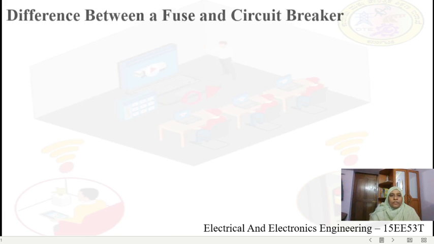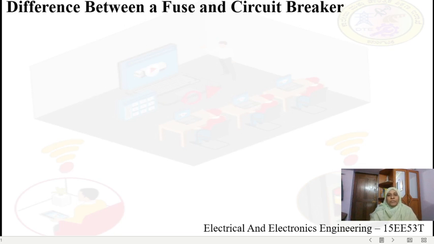Now we will try to see the difference between fuse and circuit breaker. Let us first try to understand why we should study the difference between a fuse and a circuit breaker. Because fuse and circuit breaker both are current interrupting devices. Fuses interrupt a small value of current, whereas circuit breakers are used for a higher value of current. But both do the work of current interruption during the fault.